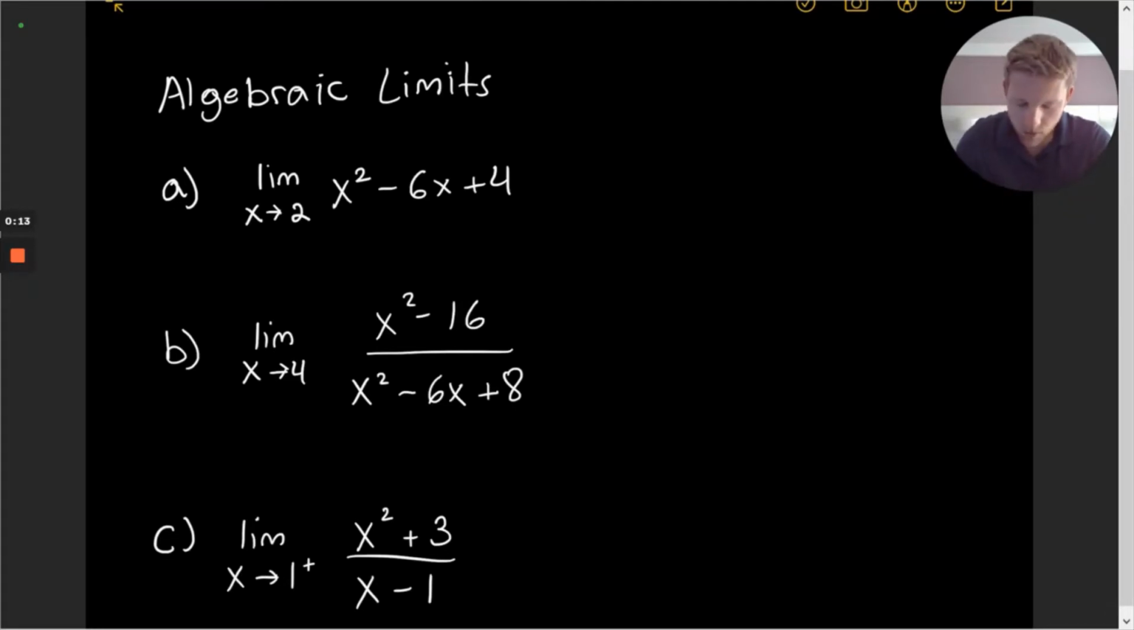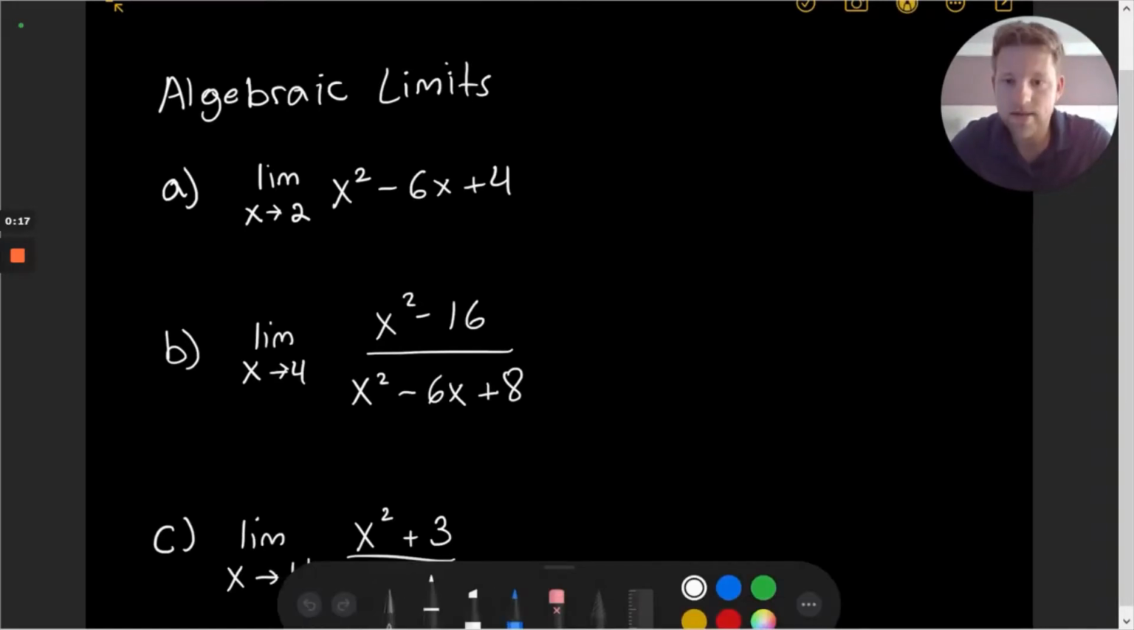In our first problem, we have a function x squared minus 6x plus 4. We want to take the limit as x goes to 2 for that function. We'll notice that this function is actually continuous over its whole domain. It's a parabola. And so in this case, the limit value at 2 is going to be the same as the functional value at 2, since it again is continuous. So this is a continuous function.